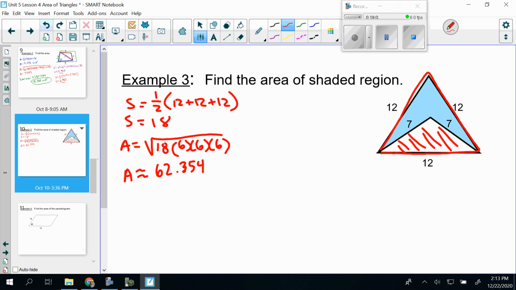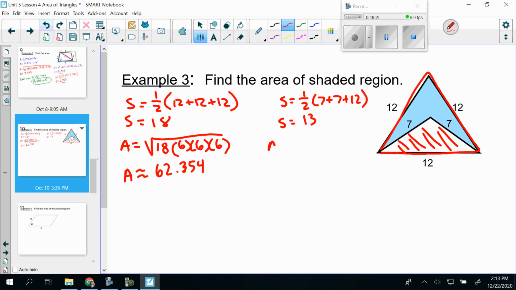Well, now we want to do that a second time with that other triangle. So this semi-perimeter is going to be half of the sides added up. So here it's 7 plus 7 plus 12. That adds up to 26, and half of 26 is 13. So this time our semi-perimeter is 13.